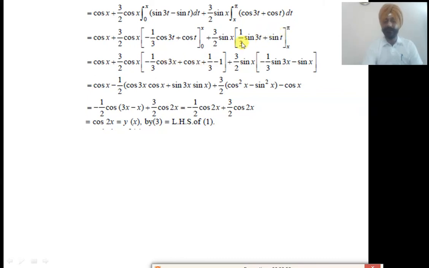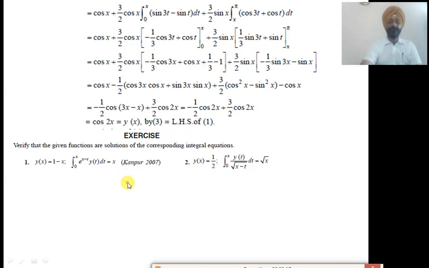Here we put pi first and then we put x. So, sin 3 pi and sin pi are 0. So, we have minus sin 3x and minus sin x. On multiplication and simplification, we get cos 2x, and cos 2x is equal to y(x). So, this is the result.